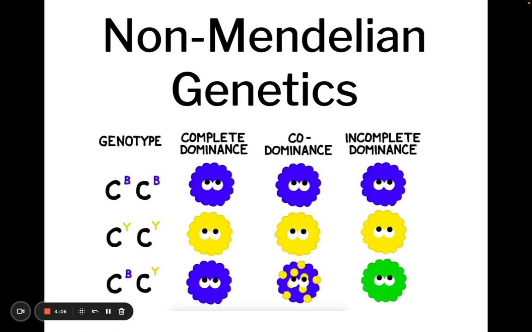So I want you to ask yourself this question. Are there people that you know that look nothing like their parents? The answer is probably yes, because we have a lot of incomplete dominance genes as humans. A lot of them are incompletely dominant. Some of them are incompletely dominant and codominant, which we're going to talk about next.